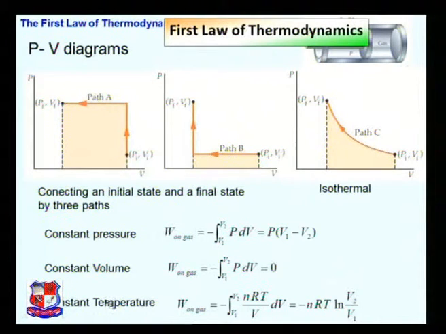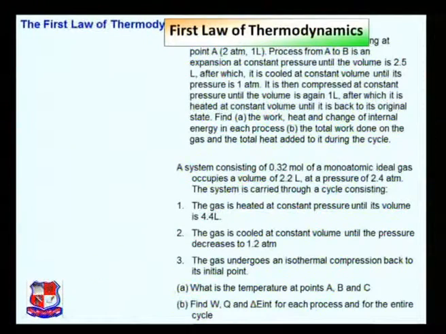And for constant temperature, the integration of nRT upon V dV gives minus nRT ln(V2/V1). So that is for this third case. You can see here, in this case the work done is higher, here it is lower, and here it is moderate. So 1, 2 and 3 would be the order of work done, in increasing order.